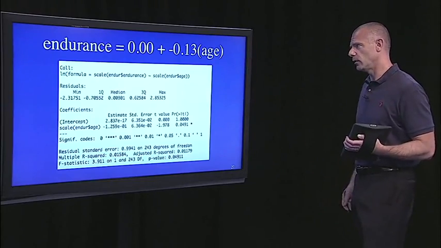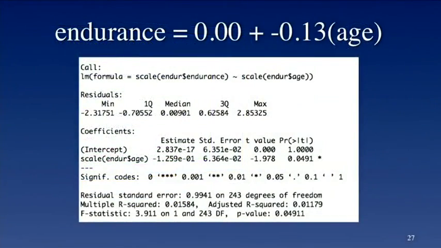And here's the output for the first model, where we're just putting age in to predict endurance. And again, what I've done at the top of the slide is I've just put in the regression equation from this output. And I got those estimates again from this little piece of the R output.